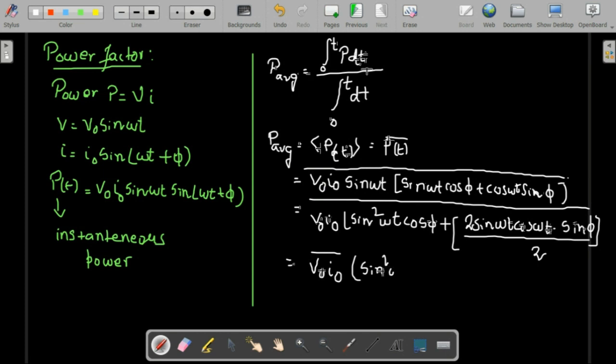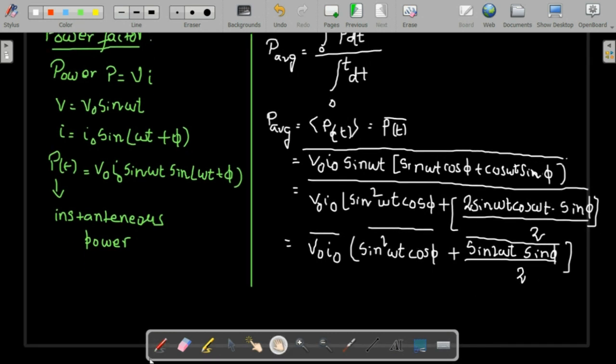Certain results we can always remember: cos phi, average of this, plus average of this. So this is sine 2 omega t sine phi divided by 2, divided by 2, and take the average of this. Okay. So now what happens is we can actually consider these trigonometric ratios and find out their average. V naught and I naught are constant, so their average would remain the same.